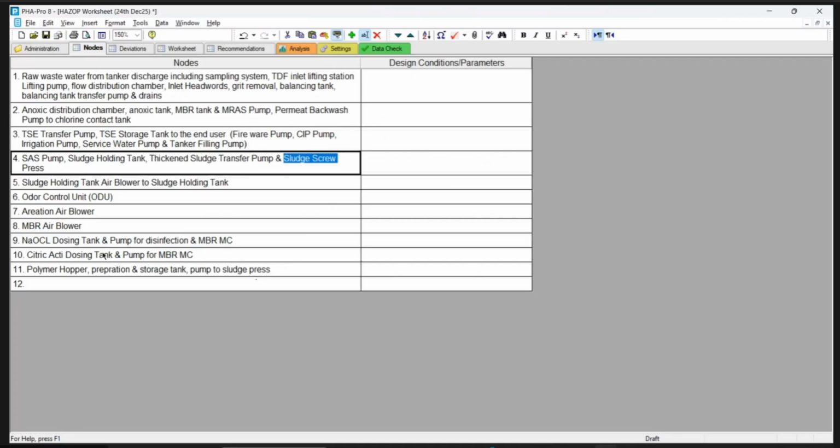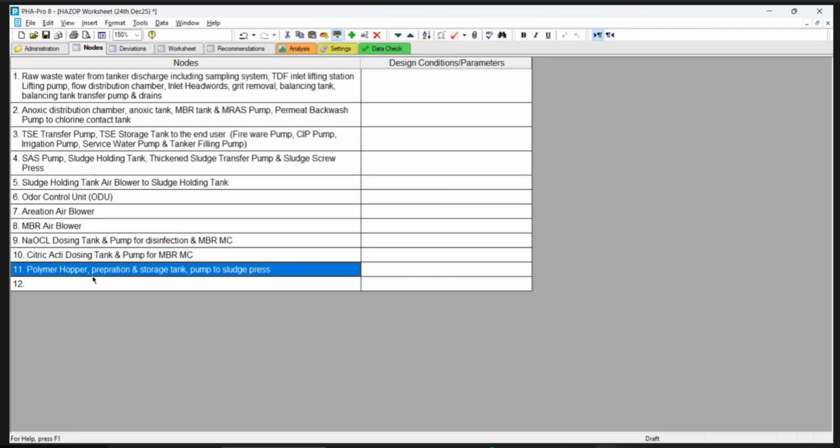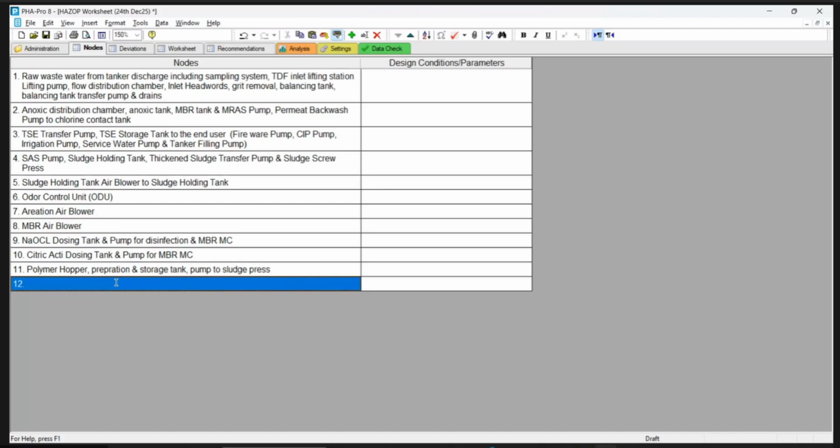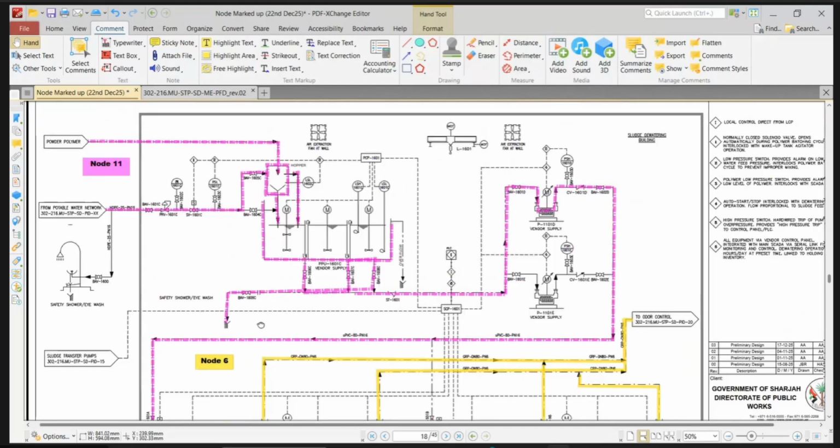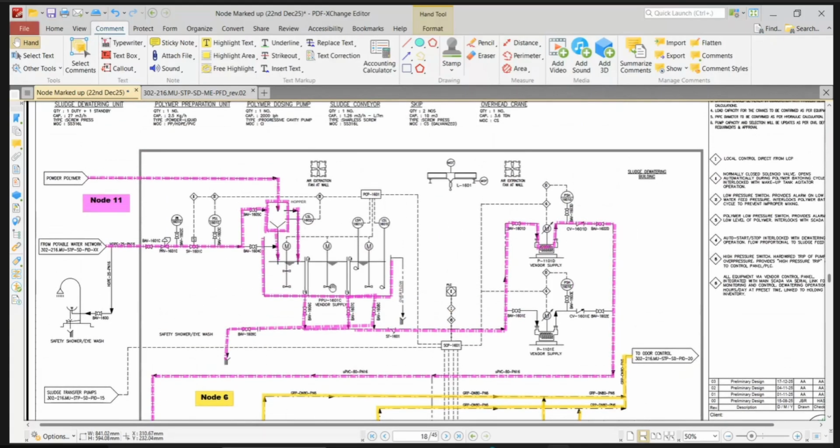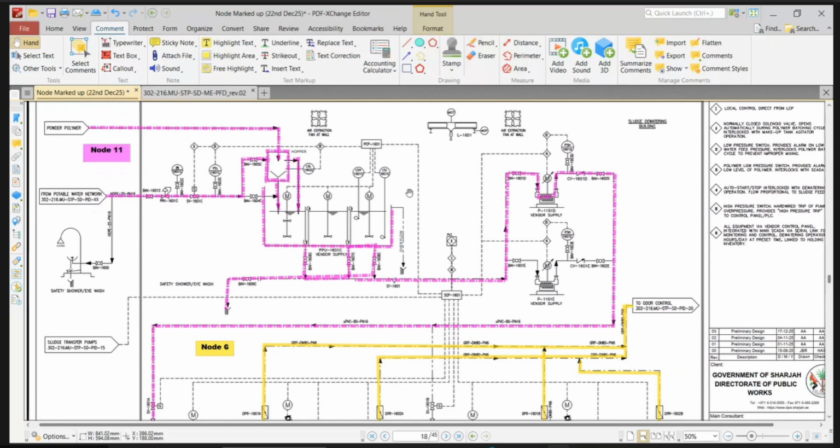Polymer dosing is a different one. You have considered polymer dosing on the same P&ID, but this is not node number 11. Do you want to combine it? I can combine it, yeah, but in case the dosing is in a combined location.